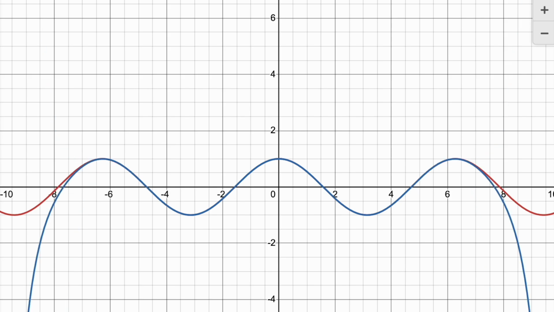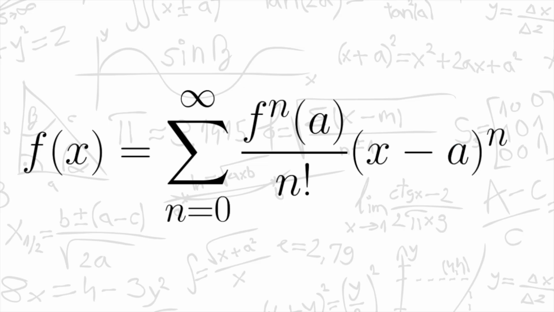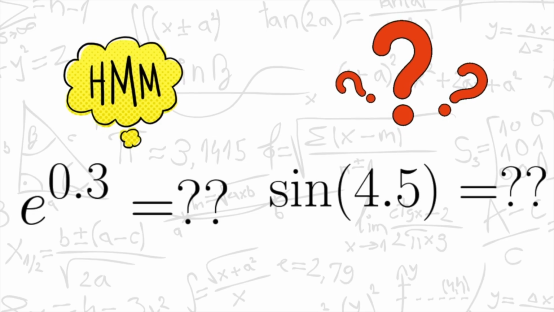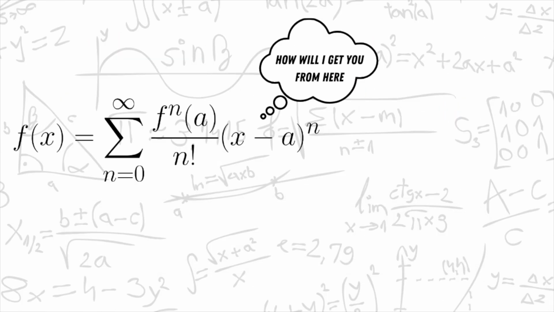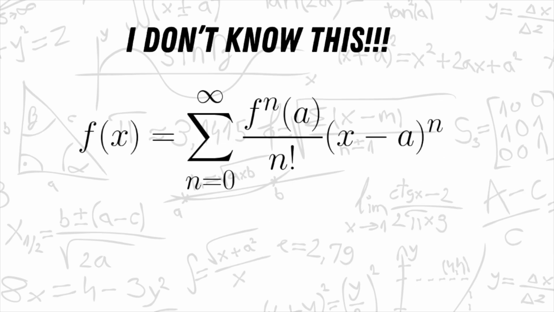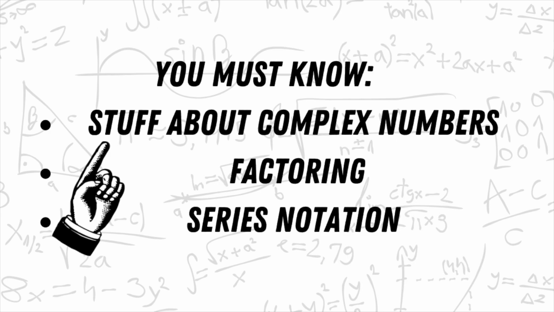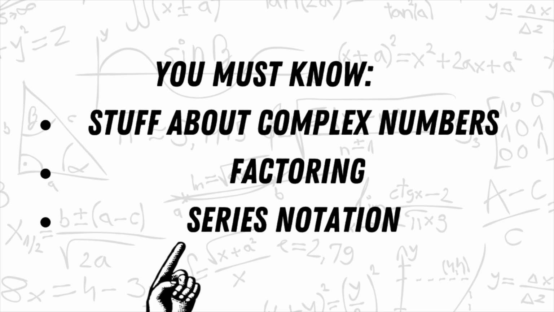the original function. This is incredibly useful when calculating values like e to the power of 0.3 or sine of 4.5, but that's a story for another time. Today, I will introduce the idea of a Maclaurin series and how it helps us show the Euler identity. If you don't know how to find a Taylor series, that's okay. All I ask is that you have some understanding of complex numbers, factoring, and series notation.